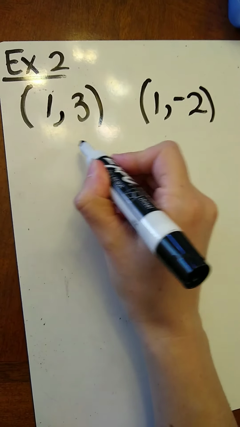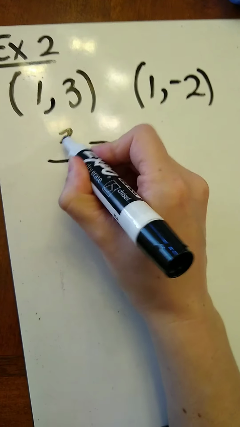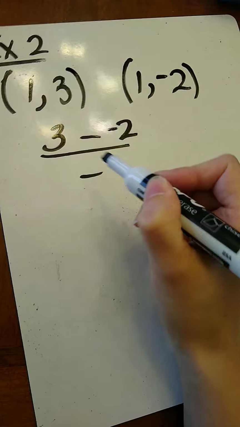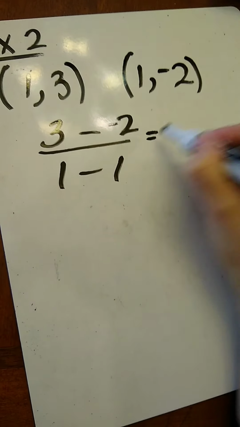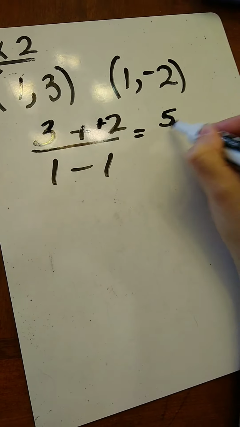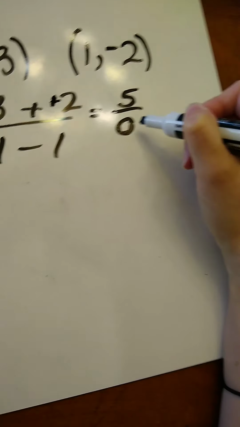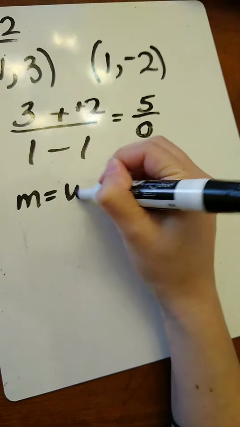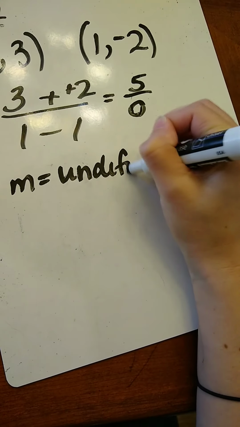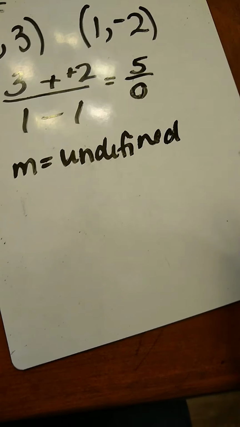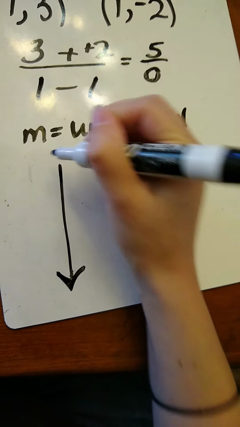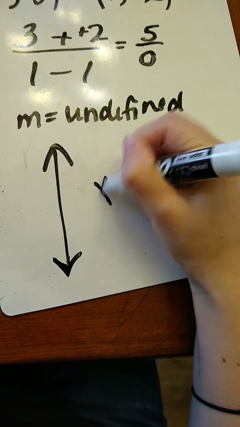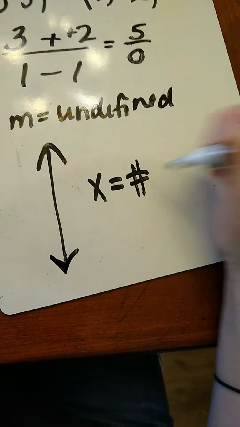So this time, if I go to find the slope, I'll be doing y's on top, so that'd be 3 minus negative 2 over x's on the bottom, so 1 minus 1, and I would end up with 5 over 0. But we know you're not allowed to divide by 0. What that creates is an undefined slope. The type of line that has an undefined slope is a vertical line, and vertical lines have an equation that looks like x equals a number.